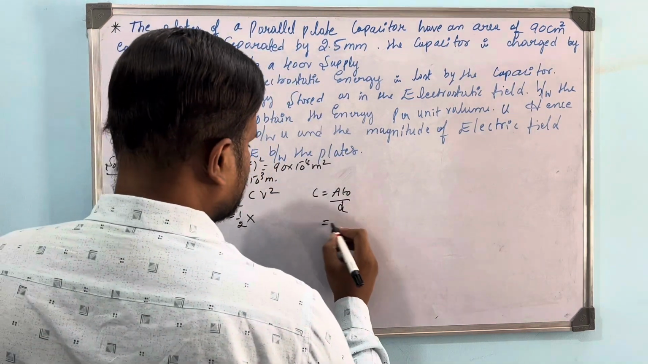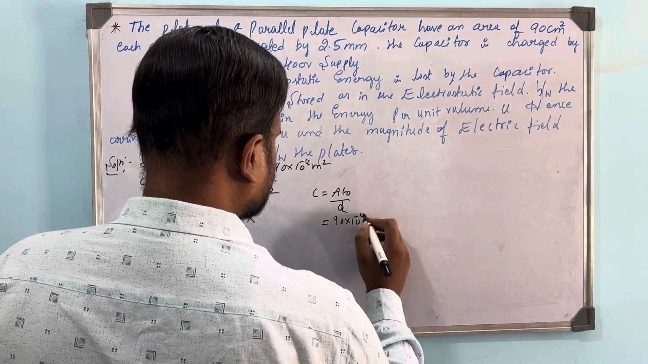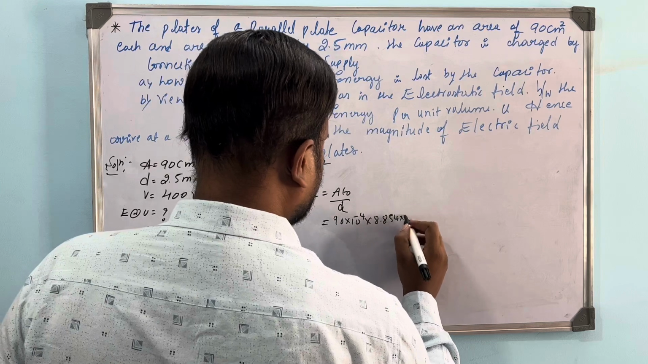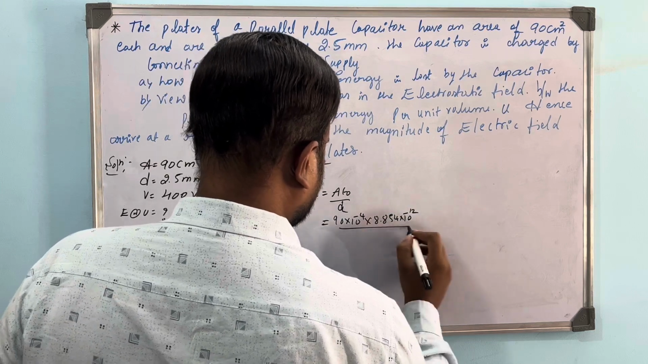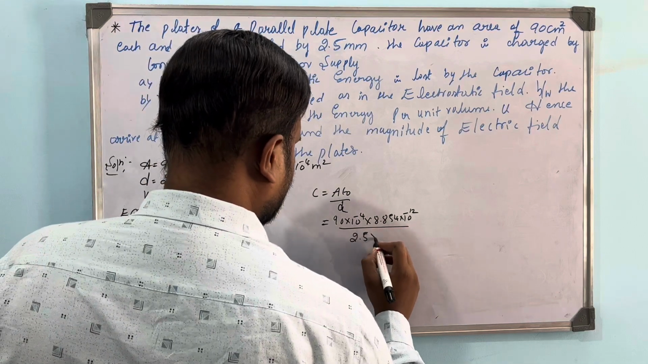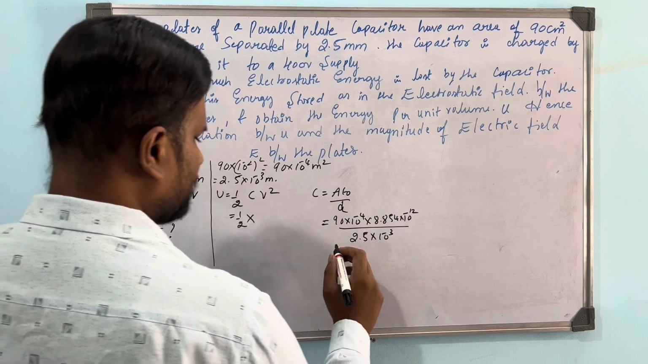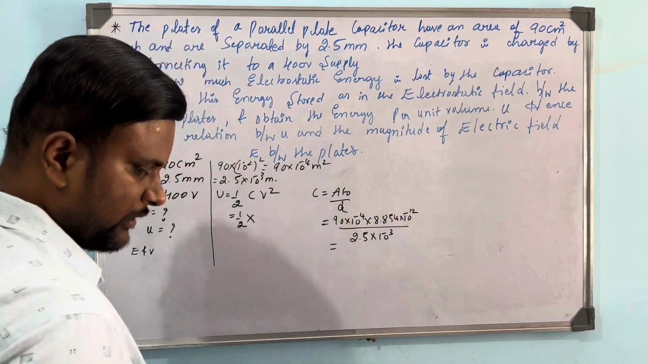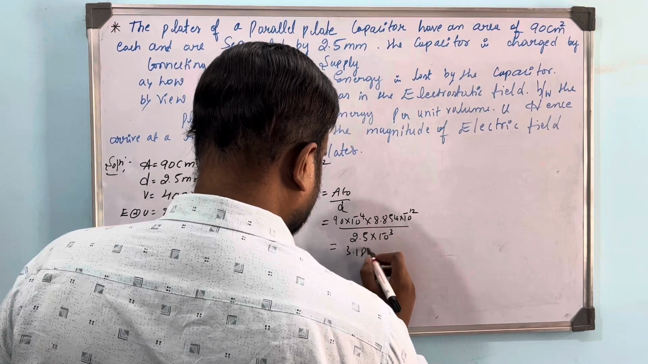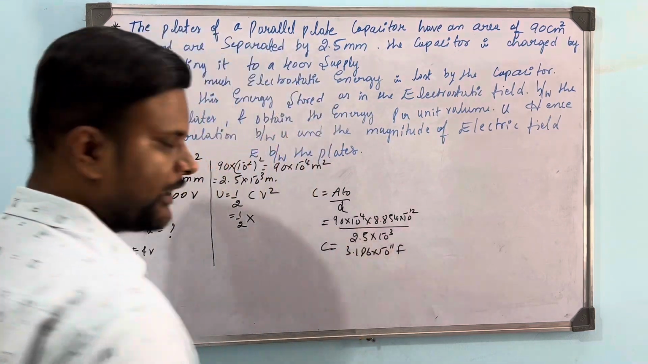So that is equal to, what is the A value? A value is 90 into 10 to the power of minus 4, into epsilon value 8.854 into 10 to the power of minus 12, divided by the D value, the distance, 2.5 into 10 to the power of minus 3. Here if you simplify all the terms, you will get 3.186 into 10 to the power of minus 11 farad. So this is the required capacitance value.